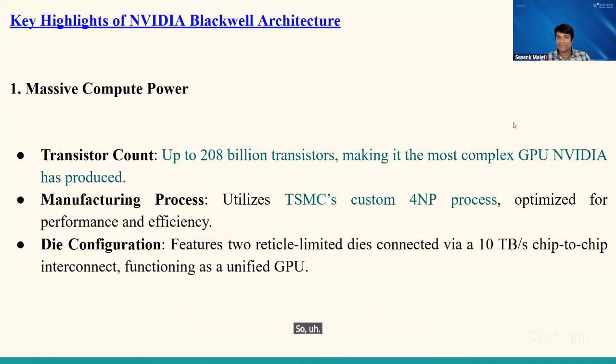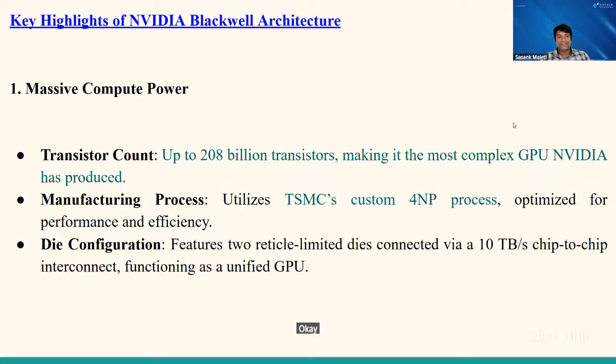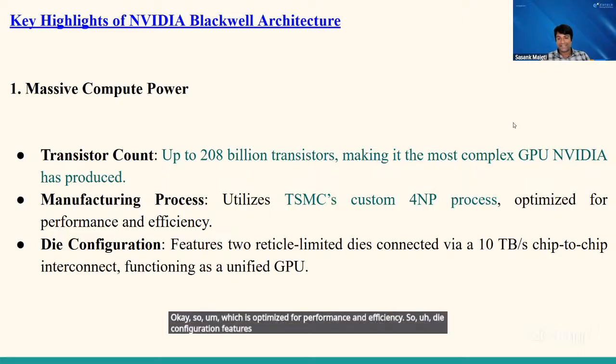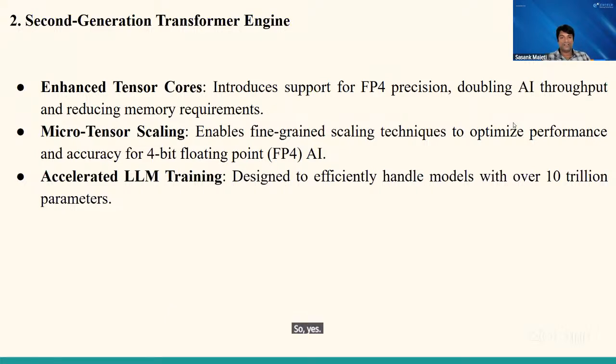So the manufacturing process is nothing but a nanometer process, which is optimized for performance and efficiency. The die configuration features two reticle-limited dies connected via 10 TB of chip-to-chip interconnect, functioning as a unified GPU. And this is what I am also waiting to show you: it's a second generation transformer engine.